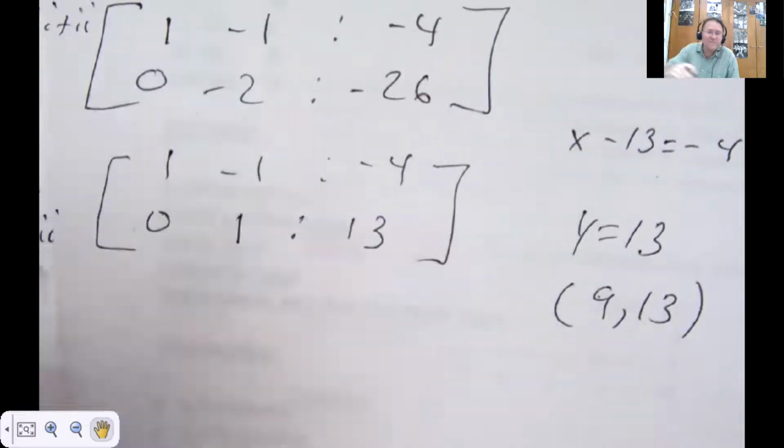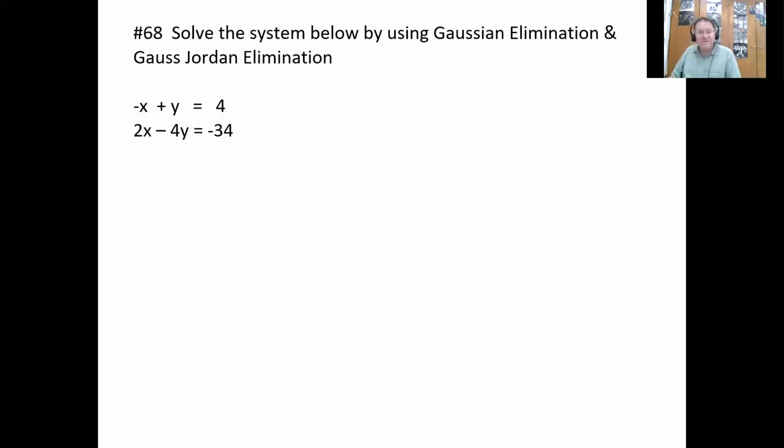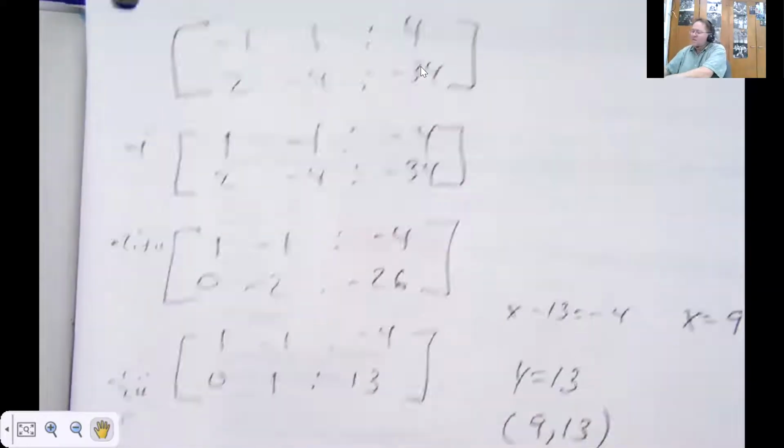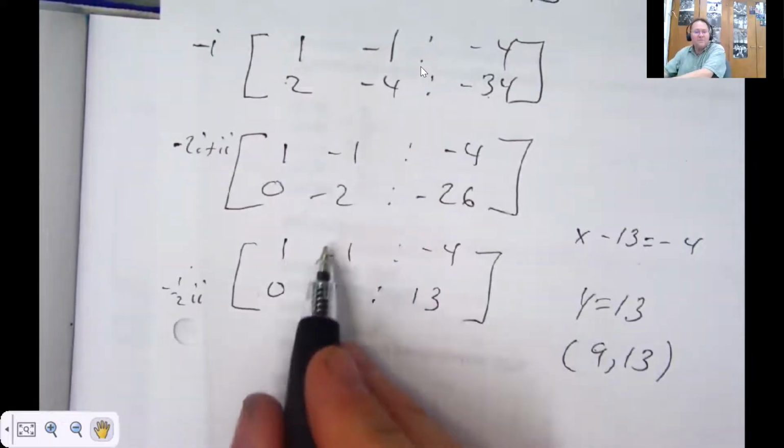But now, if you look at what the instructions say to do here, it says solve it using both Gaussian elimination, which we just did, and Gauss-Jordan elimination. For a 2x2, it's just one more step, and that's it. If I ask you to solve this with Gauss-Jordan, it's the same thing. Everything's the same up to this point. It's just that now we need to make that a zero.